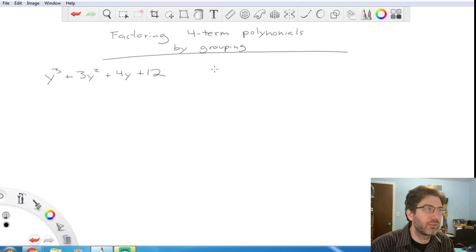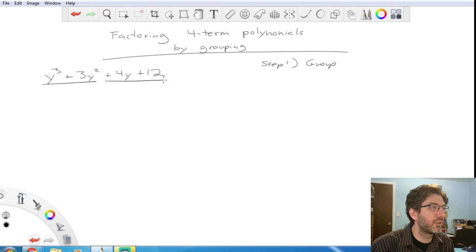So the first thing you're going to do in step one is you're going to group them. So I'm going to come over here, I'm going to write, step one, I want to group them. And I'm going to group them just by underlining them here. I'm going to underline this together, and I'm going to underline this together, keeping in mind this plus sign goes with this term here. So they are now grouped. Good job. Step two is to factor each group.